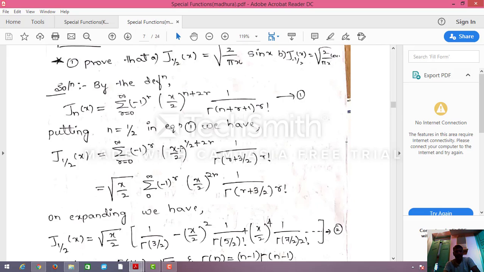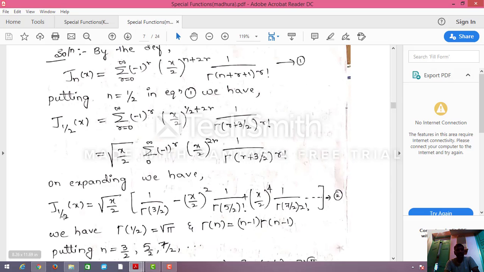Now I will write x by 2 whole power 1 by 2 plus 2r. This x by 2 whole power 1 by 2 I am writing as square root of x by 2, summation of r equals 0 to infinity, minus 1 power r, x by 2 whole power 2r, 1 divided by gamma of r plus 3 by 2 into r factorial. Now J 1 by 2 of x equals root of x by 2, and I will give r equal to 0.